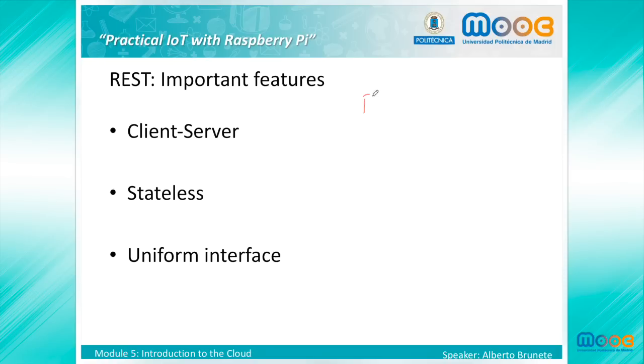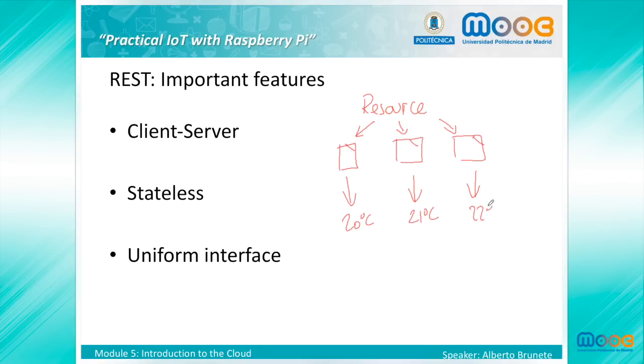We can have a resource here. Now we get different representations every time we request. The representation is the current state of the resource. For example, the current temperature value. Here it could be 20 degrees, 21 degrees, and 22 degrees.